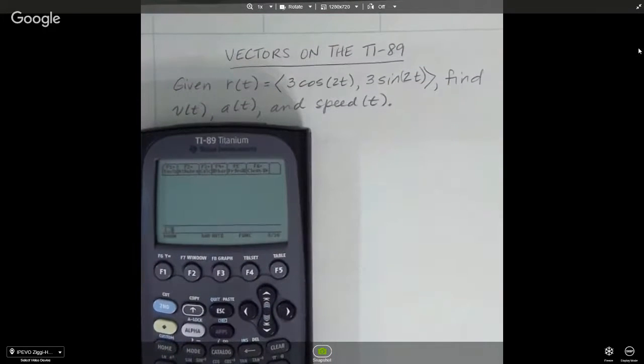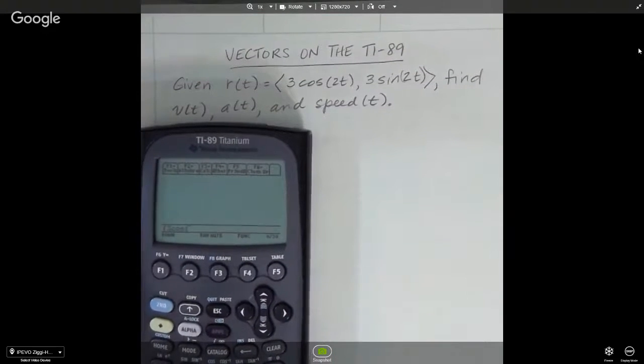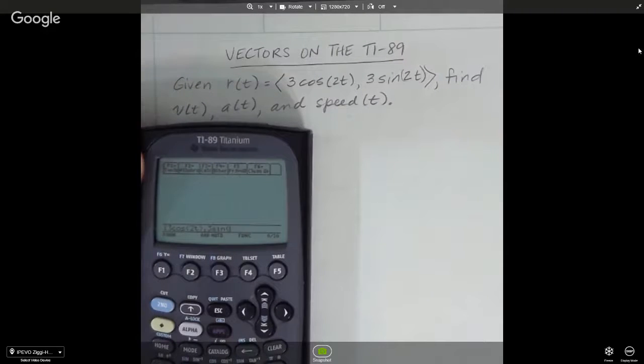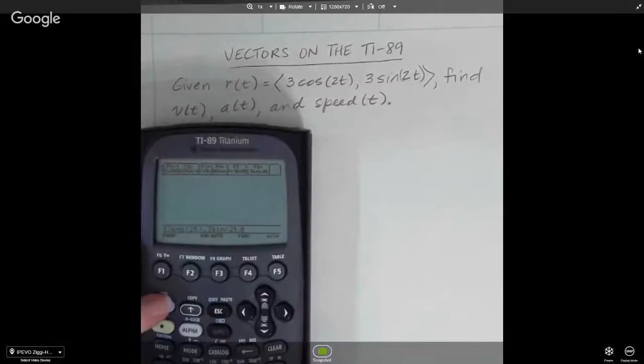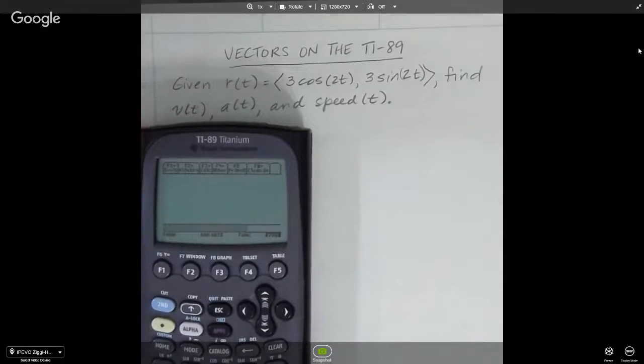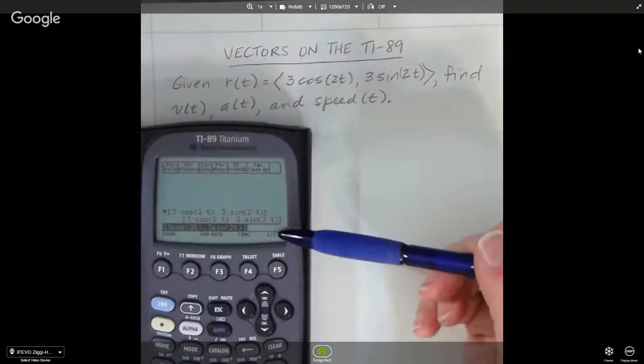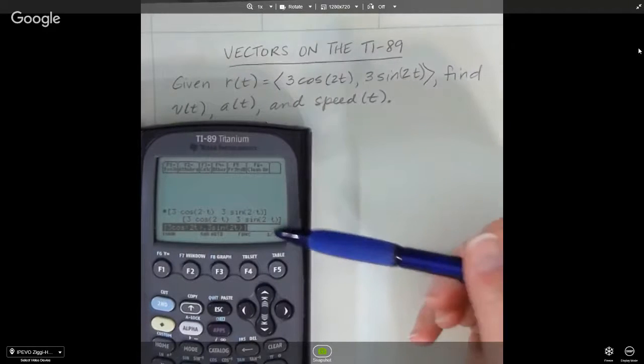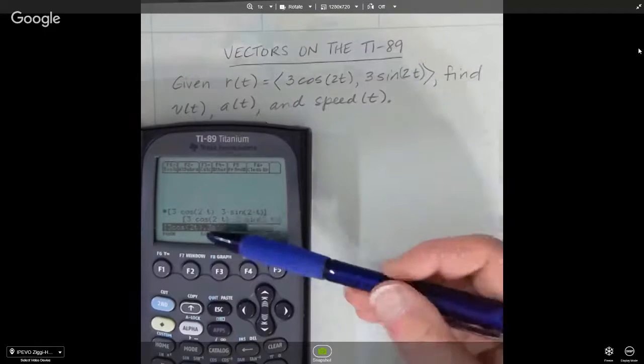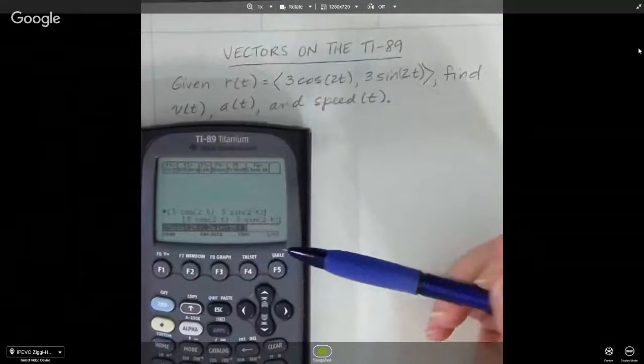So we're going to go second bracket, and we're going to input our position vector, which would be 3 cosine of 2t, comma, and now the y component, which is 3 sine of 2t, closing that, and we're going to close our vector. Now the calculator has a vector in its memory defined as 3 cosine 2t, 3 sine 2t.